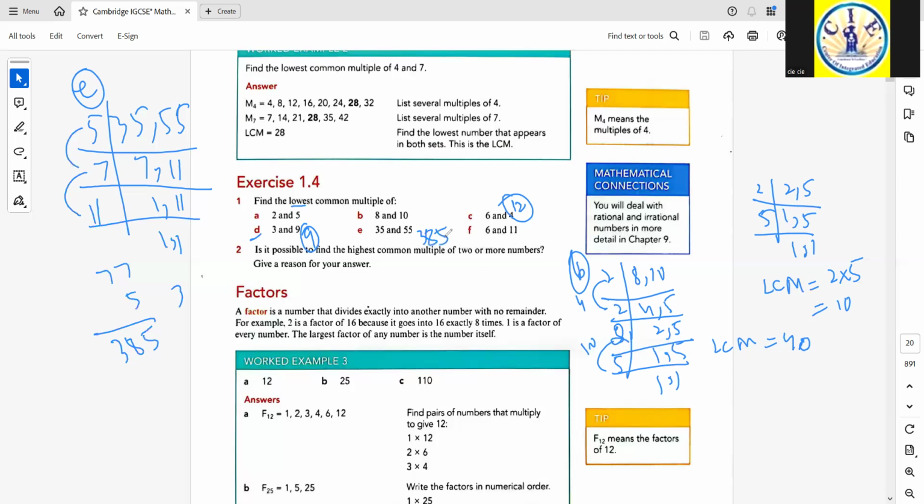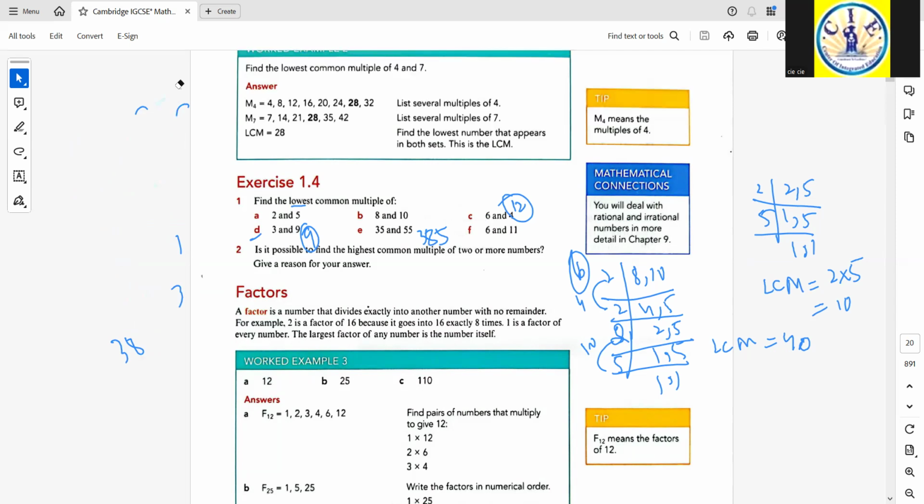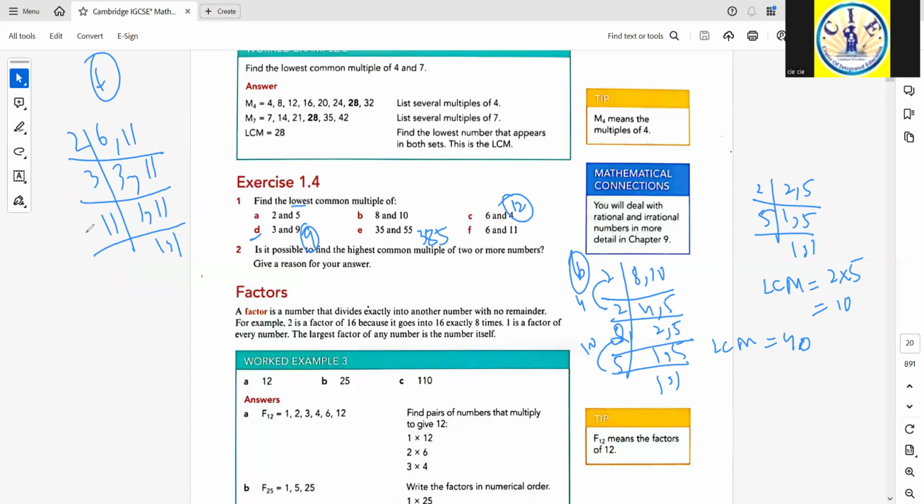And then 6 and 11. Okay. This is part F, the LCM of 6 and 11. 2 threes are 6, and 11. 11 threes are 33. And then 33 twos are 66. This is the answer to part F.